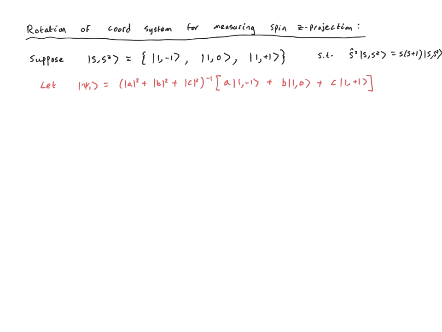Now suppose we take some arbitrary linear combination, as on the previous slide, where a, b, and c are complex numbers, and this factor at the beginning here is just to properly normalize the state. As I argued on the previous slide, if I apply the S squared operator to this linear combination, I will see that it is an eigenstate with the eigenvalue of 2. It is a state with a definite spin s equals 1.